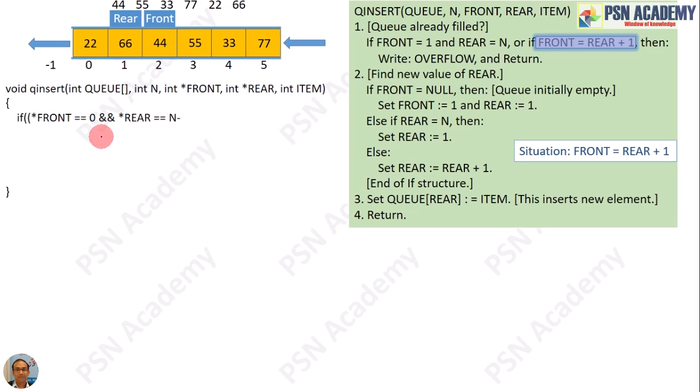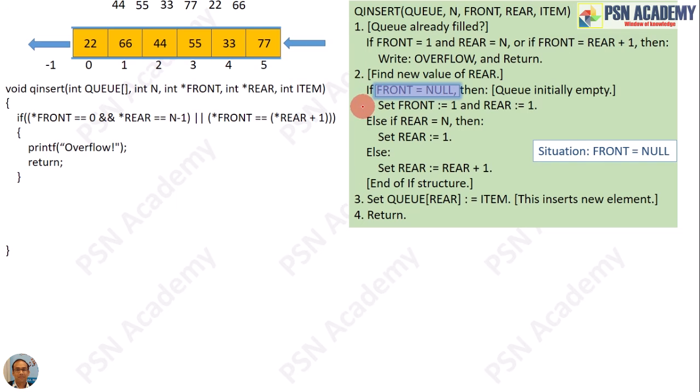If *front is 0 and *rear is n-1, or the second condition, that is *front is *rear plus 1, then you give the message overflow and return from this function at once. If this if condition fails, it signifies that there is at least one vacancy in this queue. Then you go to step 2 to find the new value of rear. There may be 3 situations for finding the rear's new value.